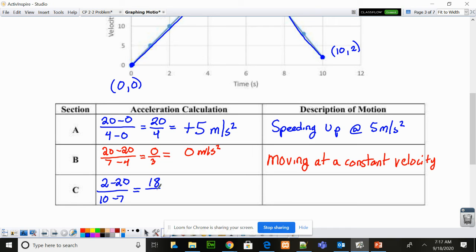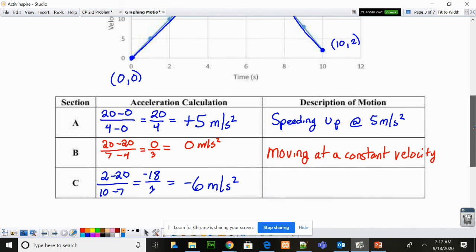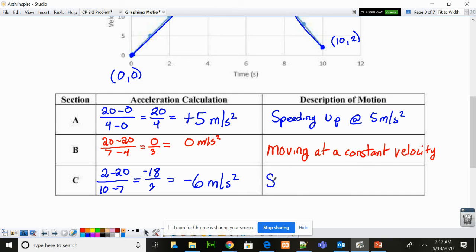All right, so I get 18, negative 18, whoops, almost forgot that, over a positive 3, which is a negative 6 meters per second squared. Okay, so if I look, my velocity is positive the whole time. I'm going at 20, then like 18, 15, 10, 5. So I'm slowing down, but it's positive the whole time. So I have a positive velocity and a negative acceleration, so it makes sense. Yeah, I'm slowing down at negative 6 meters per second squared. So that's my description of motion.